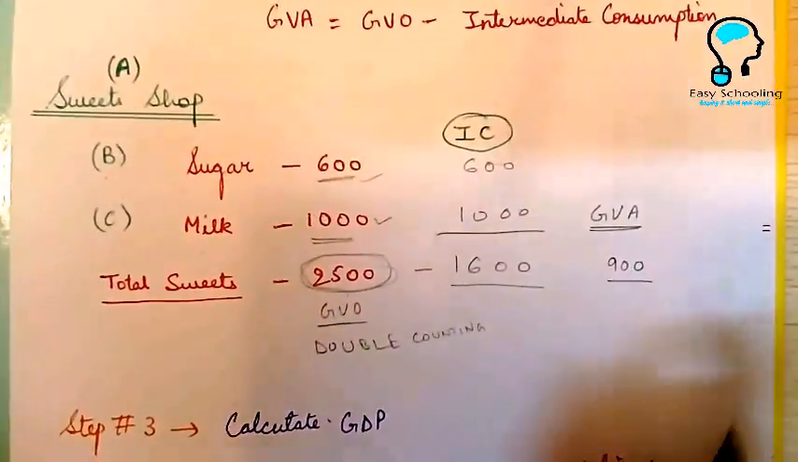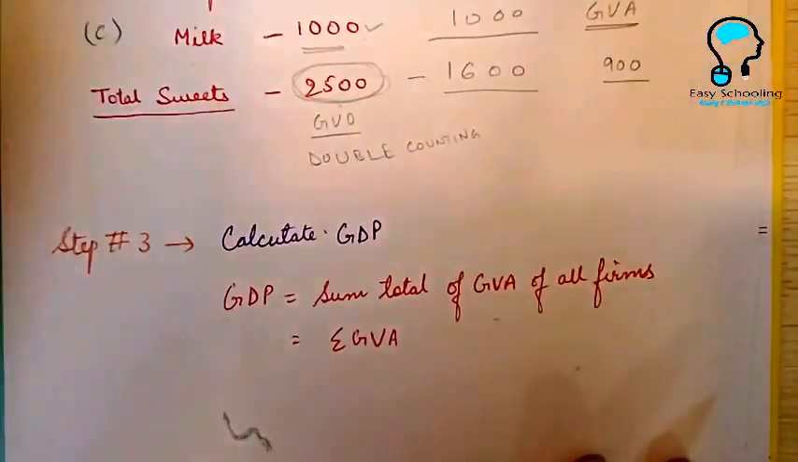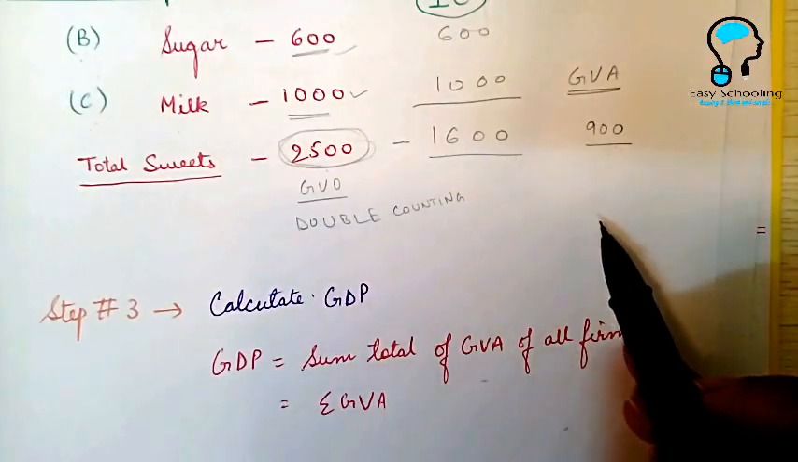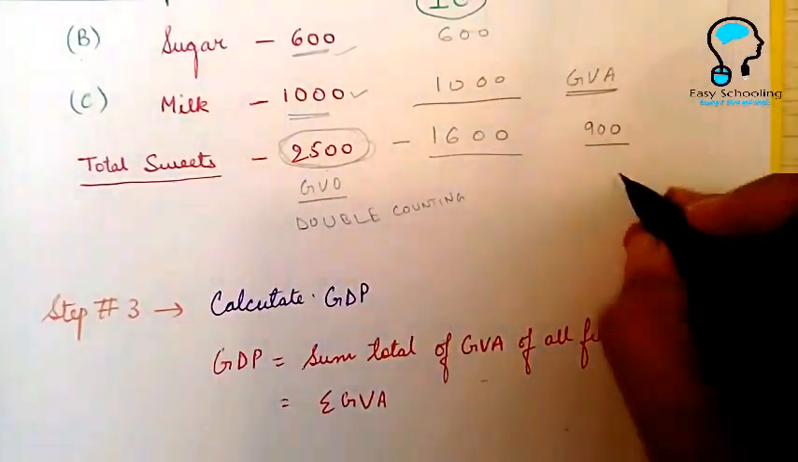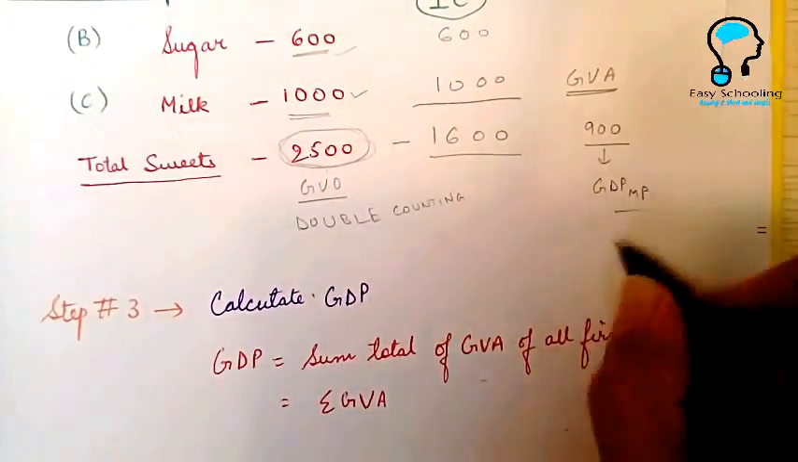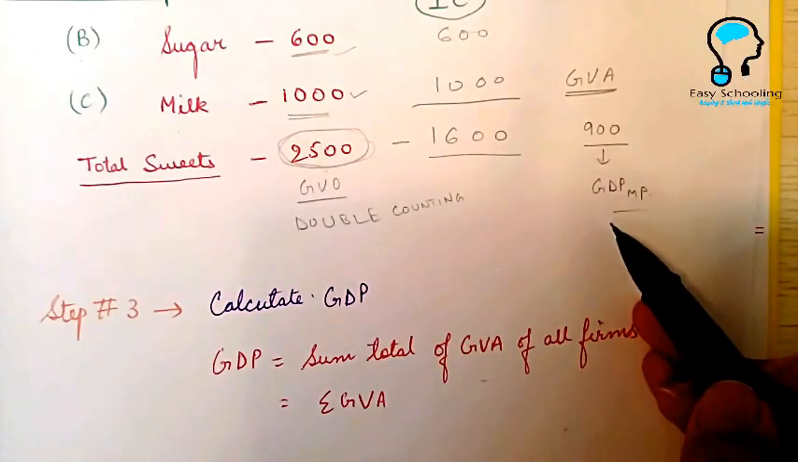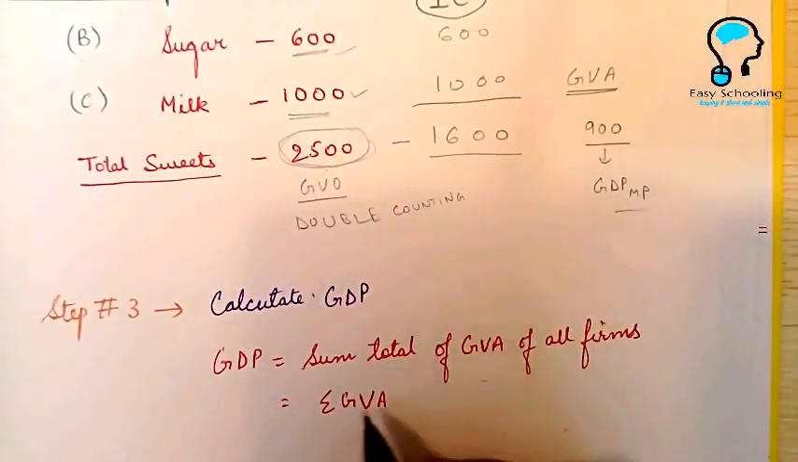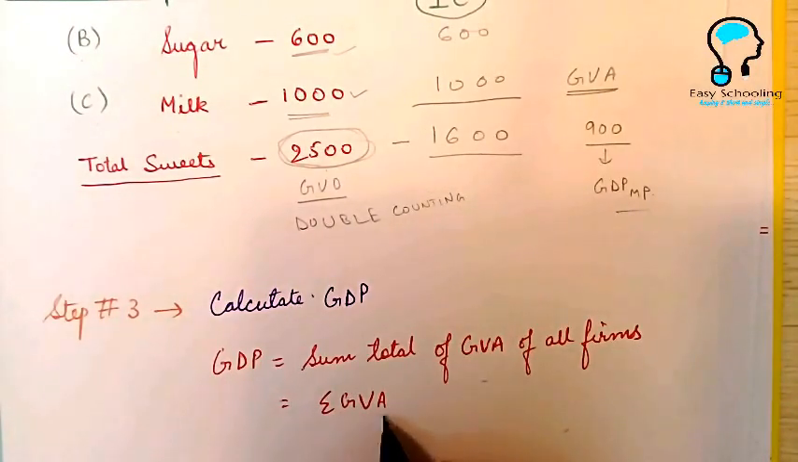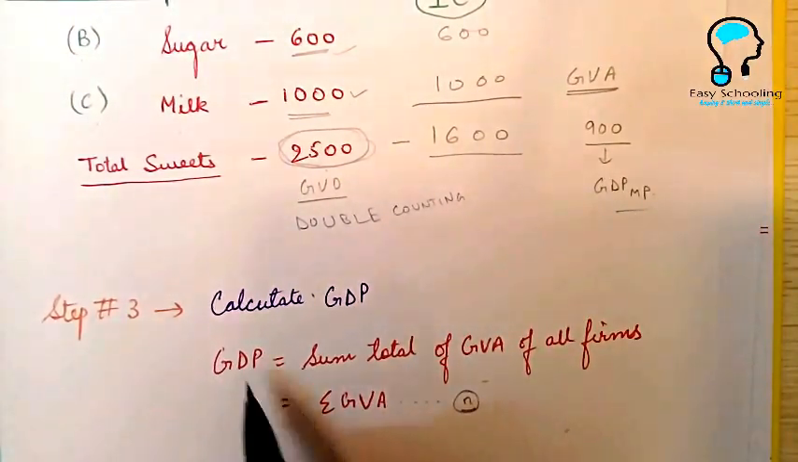Now, after calculating GVA, you have to calculate the GDP, the third step. In case you are calculating the GDP of only one firm, your GVA will be equal to GDP MP. But if you are calculating the GDP of more than one firm, then you have to just add the summation of GVA, the GVA of all the firms. That is going to give you your GDP MP.